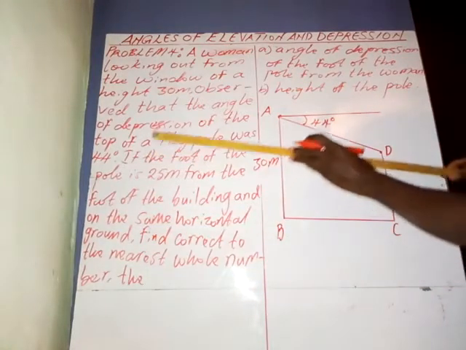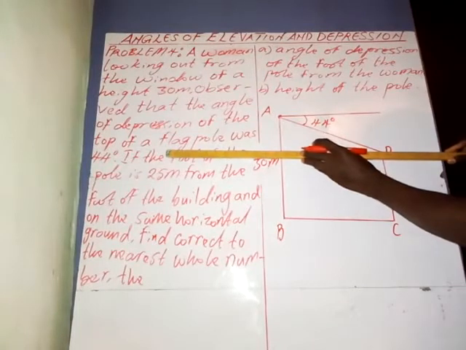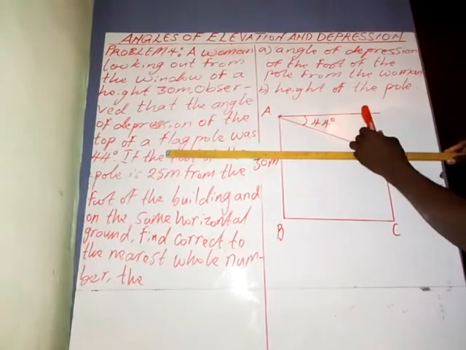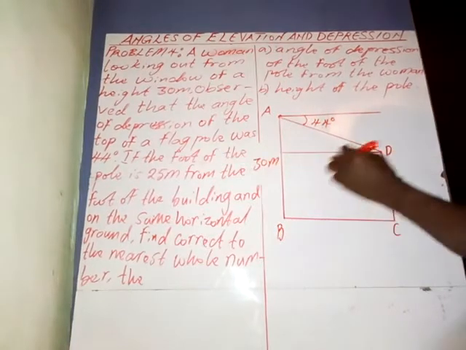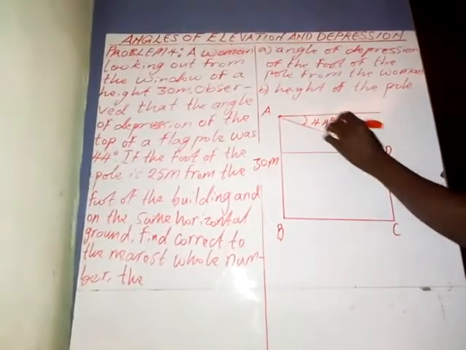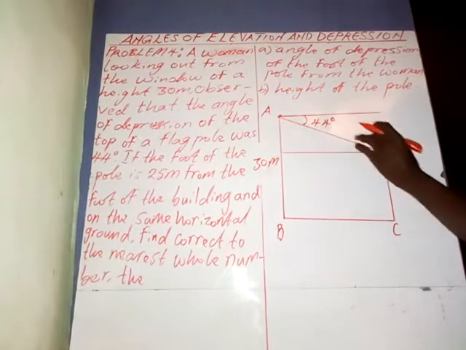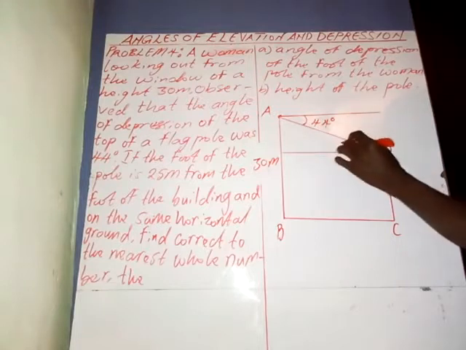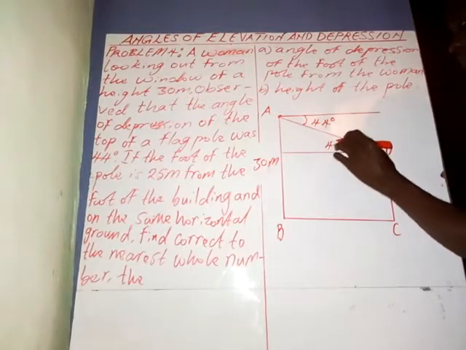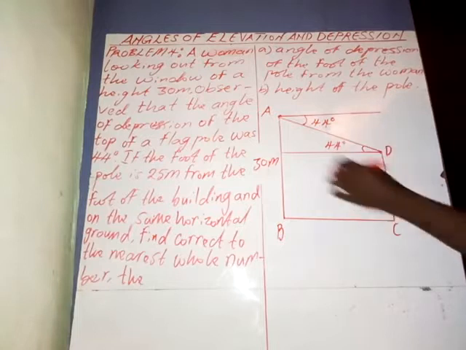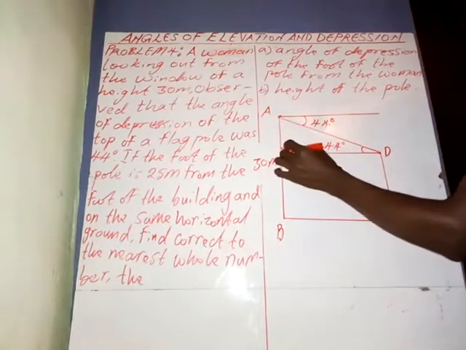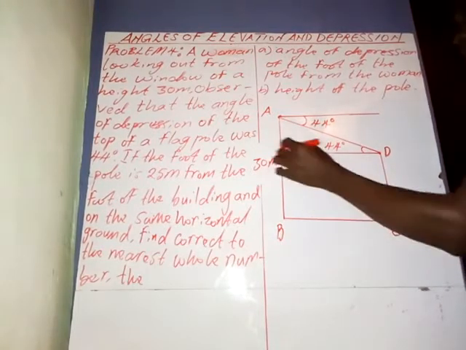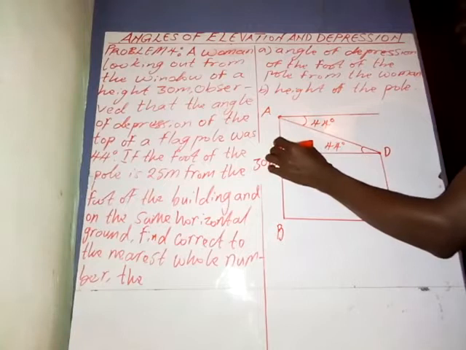Alright, so from here I have to draw a horizontal line from this point. So it goes like this. Here alternate angles are equal. This angle and this angle are alternate angles. So it means that this angle here is 44 degrees. This has formed a right angle triangle. Now we have a point here, which I will call point E.